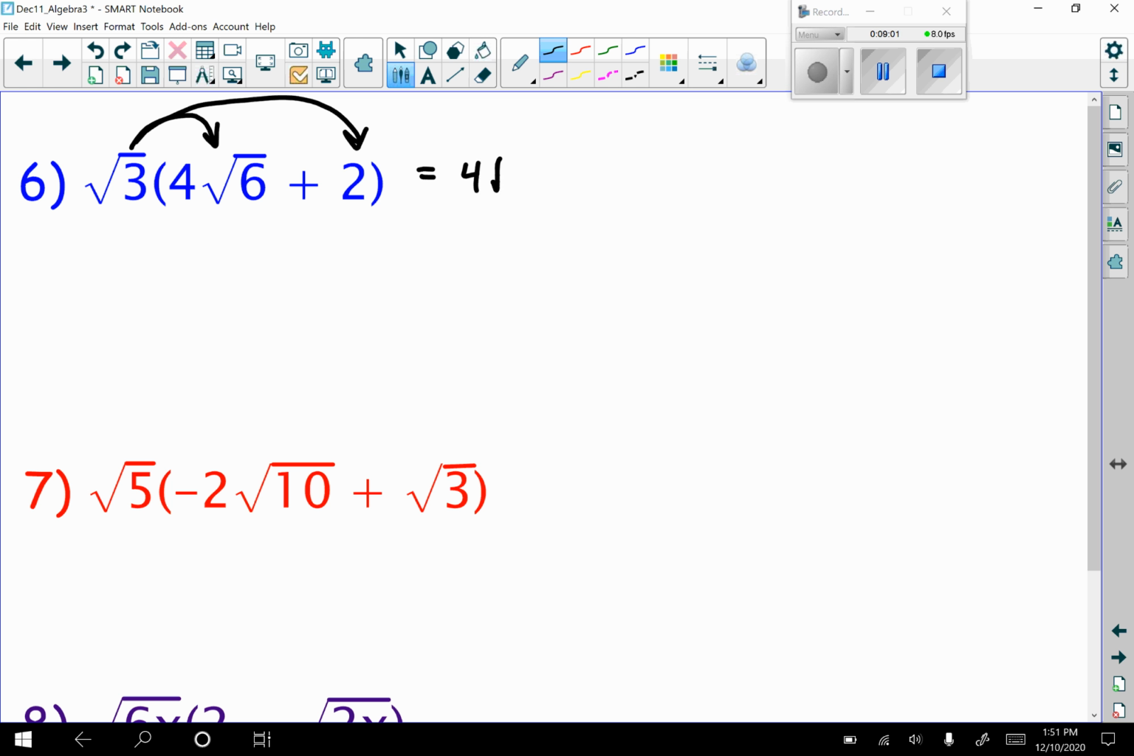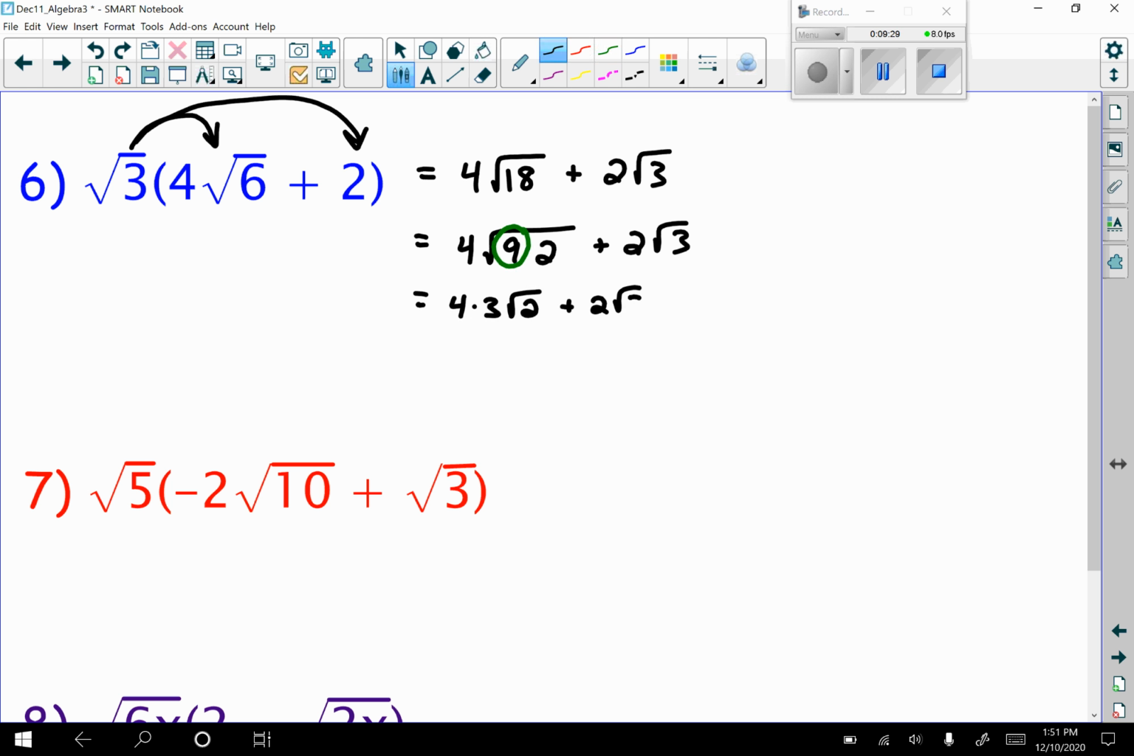So this becomes 4 radical 18. And a radical 3 times 2, the 2 is not underneath the radical, so that simply just becomes 2 radical 3. Once I do that, now I just check to see if I can simplify anything, and I can simplify the radical 18. So this becomes 4 times the square root, we'll use 9 times 2. Can't do anything else with the 2 radical 3. Circle the 9, so now this becomes 4 times 3 radical 2 plus 2 radical 3.